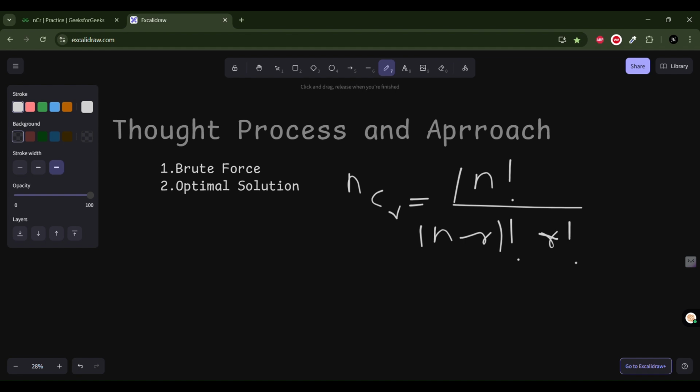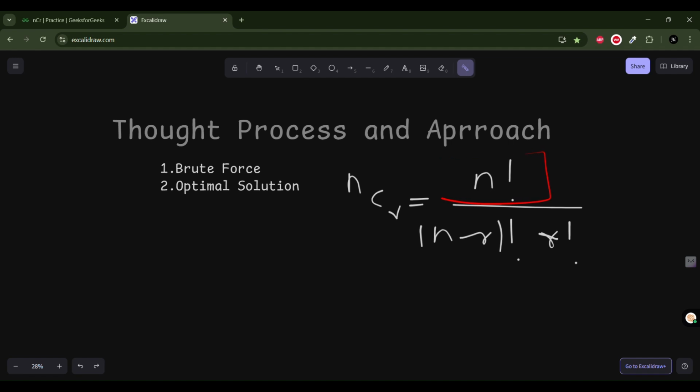Here it is a factorial, here it is a factorial, and here also a factorial. So we can write separate code for the factorial and then call the factorial function for each of these, store the results in variables and return the answer. We know how to write the recursive code for factorial, so we will use it for these. This is a very easy but time consuming approach. You can try it by yourself. We will see the optimal approach next.